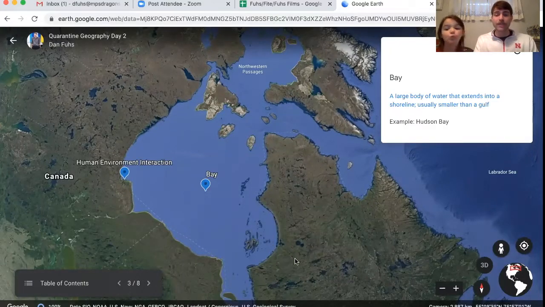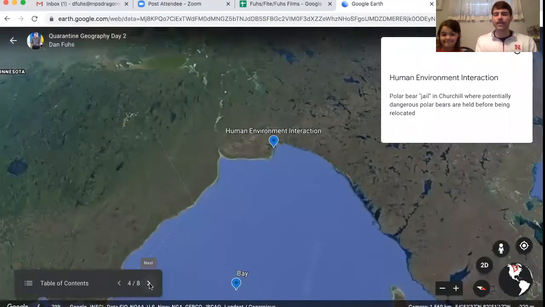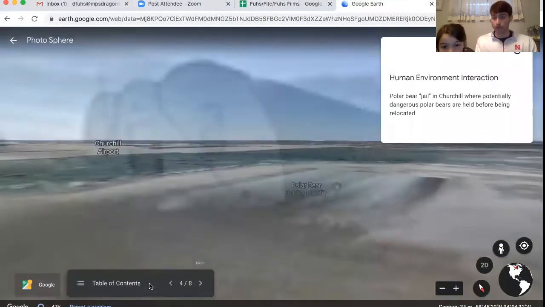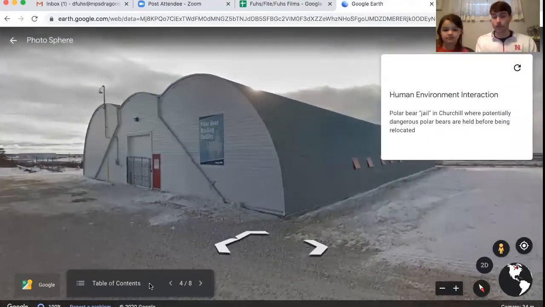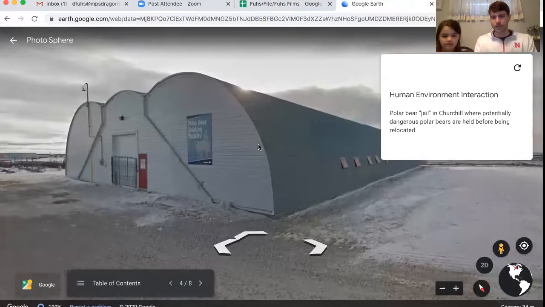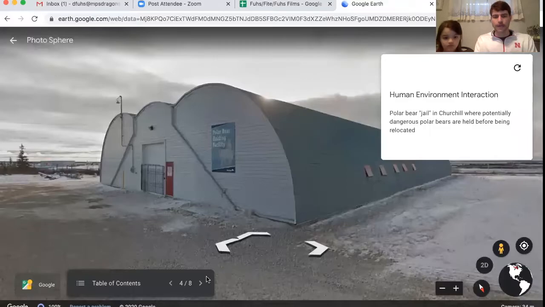And if we zoom in, the human-environment interaction theme here is really interesting. We have the relationship between humans and wildlife. So in this case, polar bears are actually very common along the coast of the Hudson Bay. There are about 25,000 polar bears in the world, and about 15,000 of them live in Canada. And so when a polar bear gets too close to a human, we got to put them in polar bear jail, sometimes called a polar bear holding facility. So this is the polar bear jail here in Churchill, Canada, and it's right by the Hudson Bay.